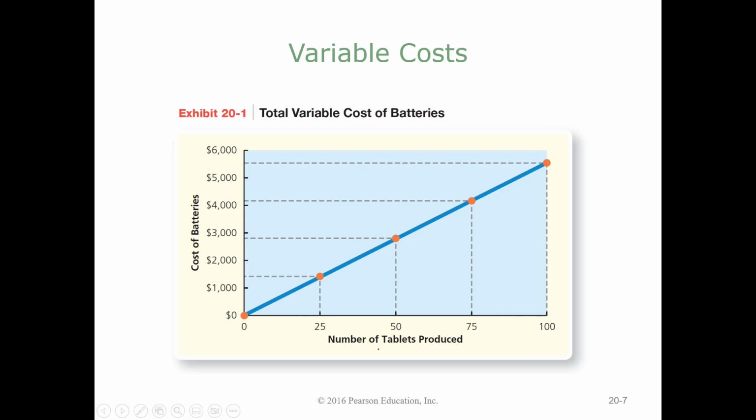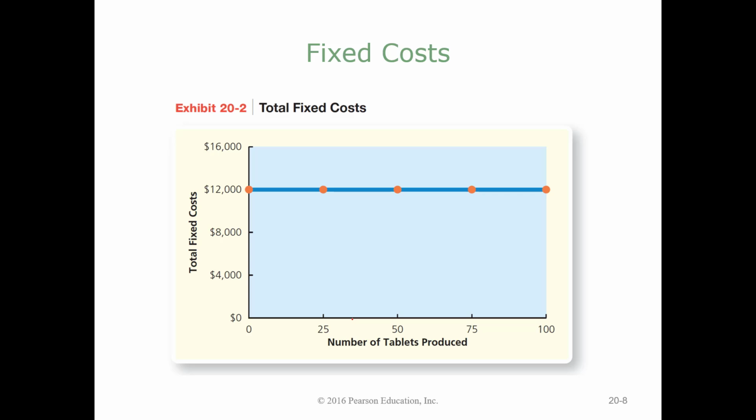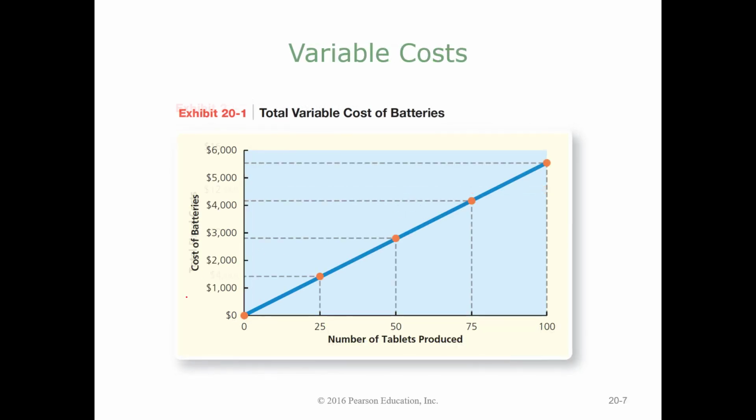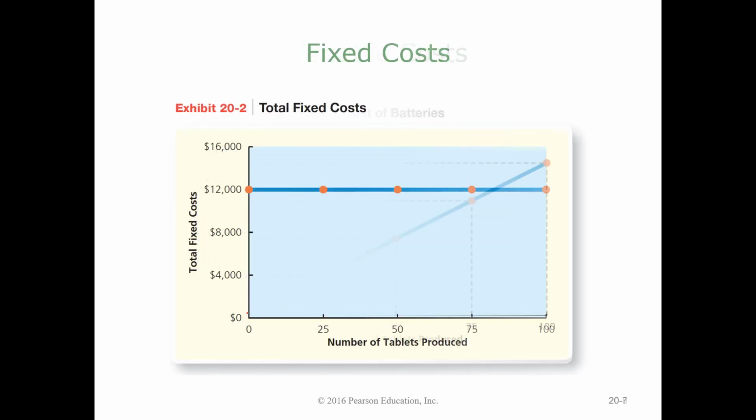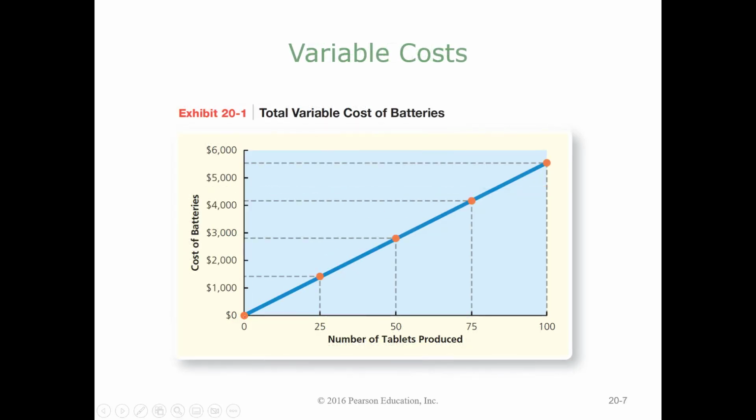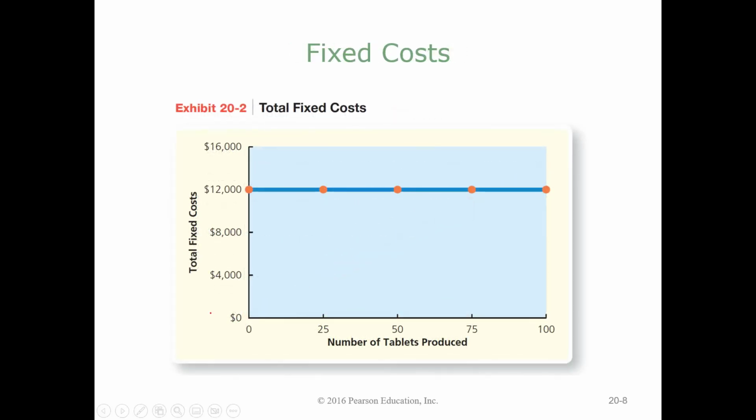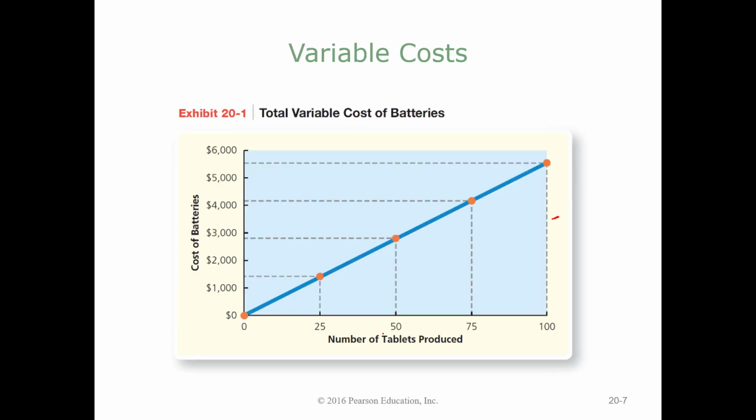And this is the depiction of the variable cost. As you can see, the x-axis is the number of tablets and the y-axis is the cost of batteries. If I'm not producing anything, I have to start from the origin point. Then as the number of units produced increases, the cost also increases. And this line is the slope, which is the variable cost per unit.